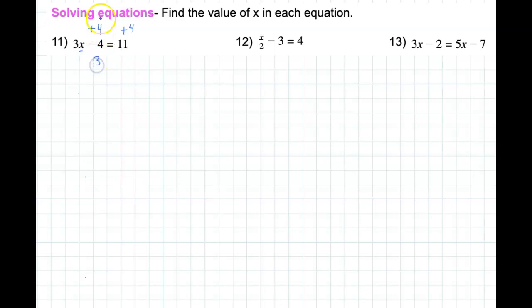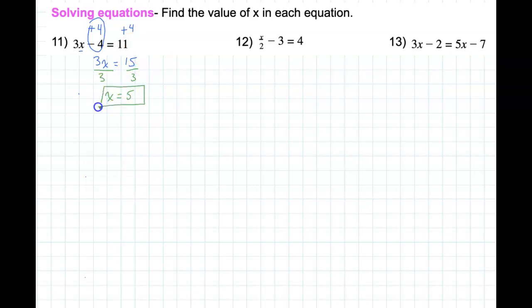So we will be left with, that makes that 0 right here, right? This becomes 0, which is what we wanted. We're undoing that subtraction. 3x is equal to 15, okay? So this is multiplication, and to undo the multiplication, I need to divide, right? So dividing by 3 to both sides, we'll have x equals 5.